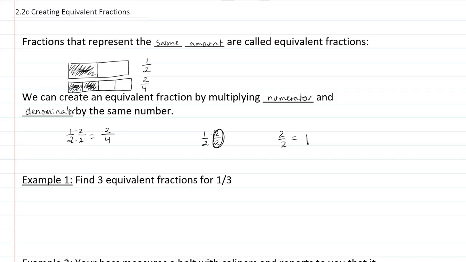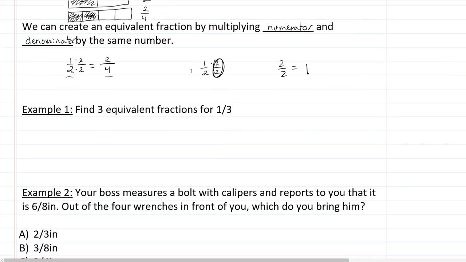So this is a legal move. Anything multiplied by 1 is just itself. So in effect, we're doing nothing. We're just changing the way we're representing the number. Instead of writing it out of 2 whole pieces, now we're breaking it into 4 whole pieces, but it's the same amount. So let's go to an example.